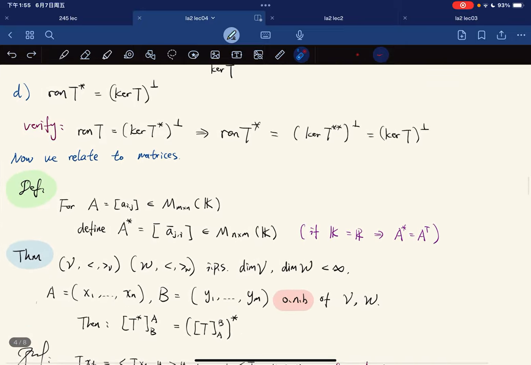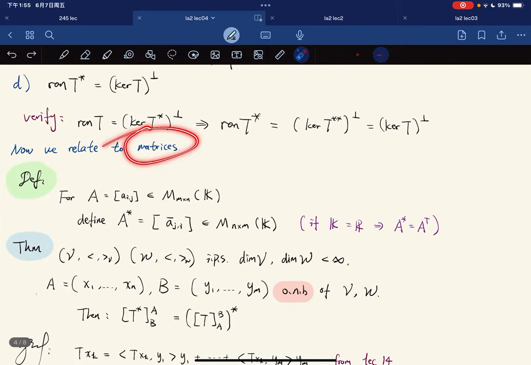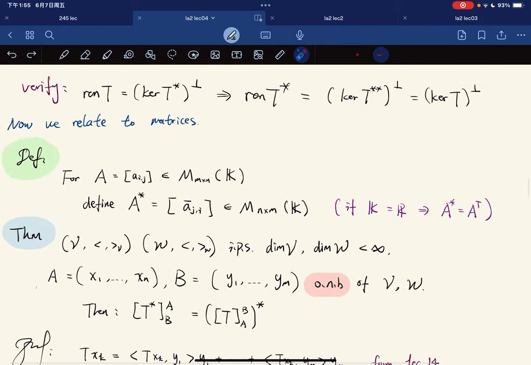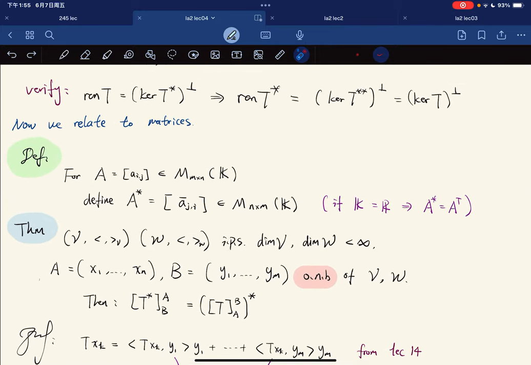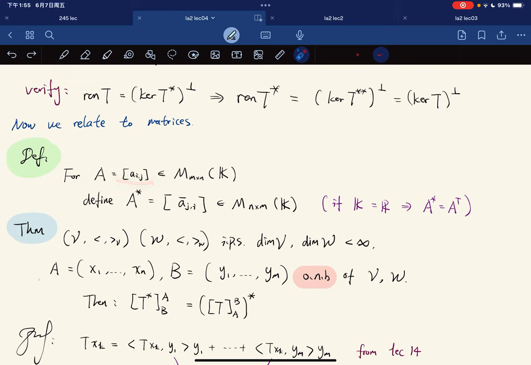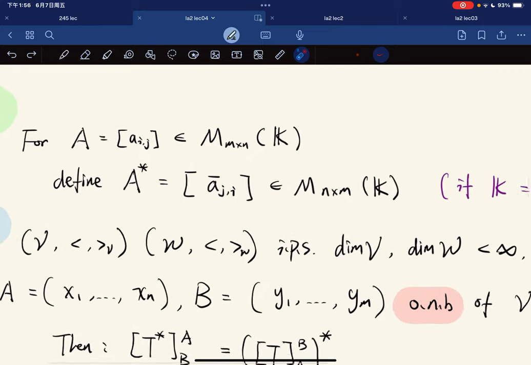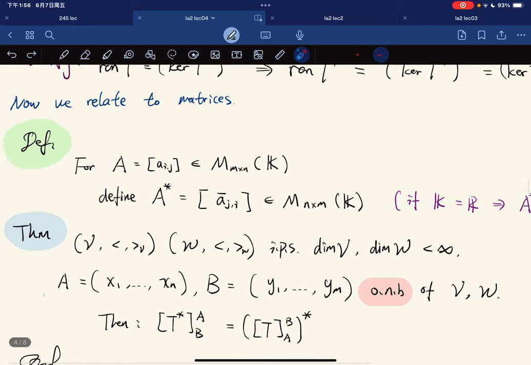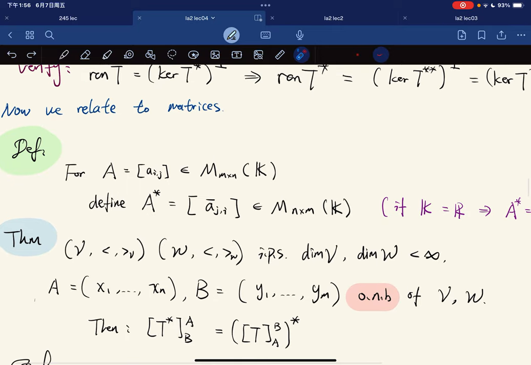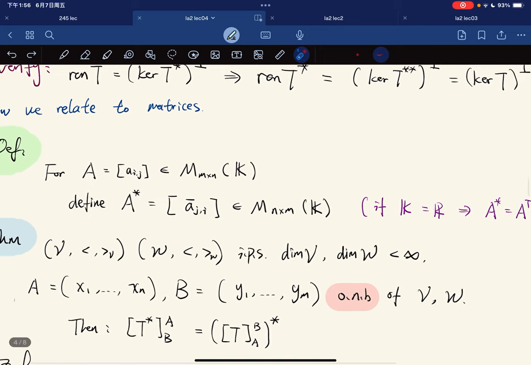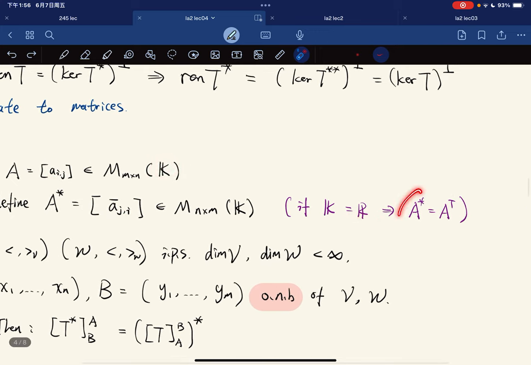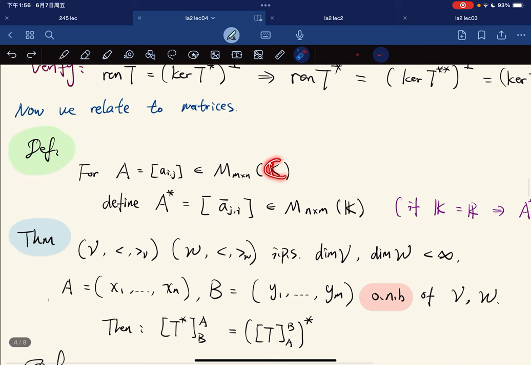And now it's finally the time for us to relate it to matrices, okay, linear algebra. So for any matrix A, an m times n matrix with entries in K, we define the adjoint of A, or the adjoint matrix, to be equal to the conjugate transpose. So if K is equal to R, then the adjoint is basically equal to transpose. But if it's complex, right, it's a conjugate transpose.